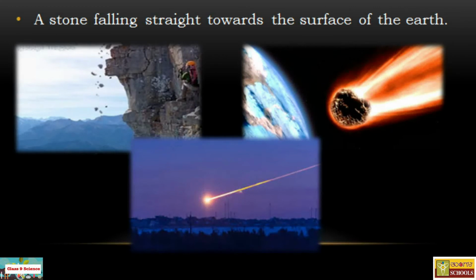Next one will be a stone falling straight towards the surface of the earth. In this picture, some stones are falling down straight towards the earth. That is also a translatory one. An asteroid entering the earth's atmosphere is also a translatory one. This is another picture of a meteoroid falling towards the earth. So this is also one of the examples of translatory motion.